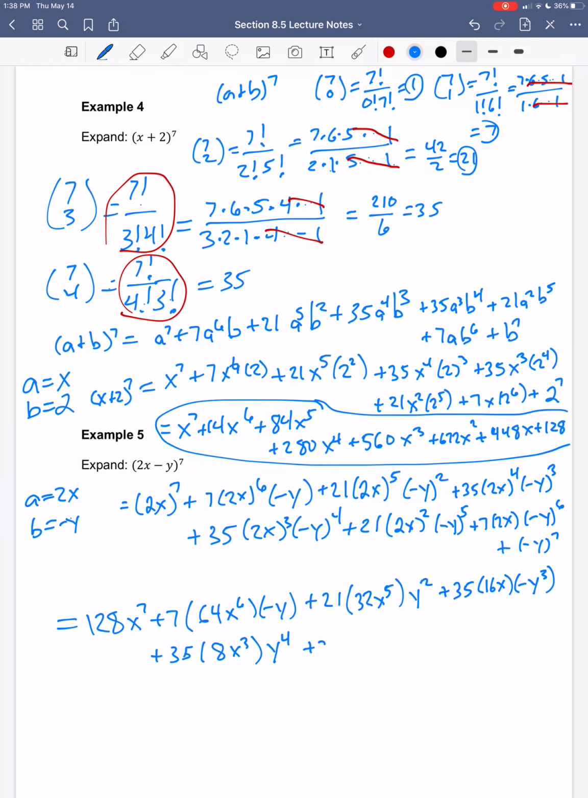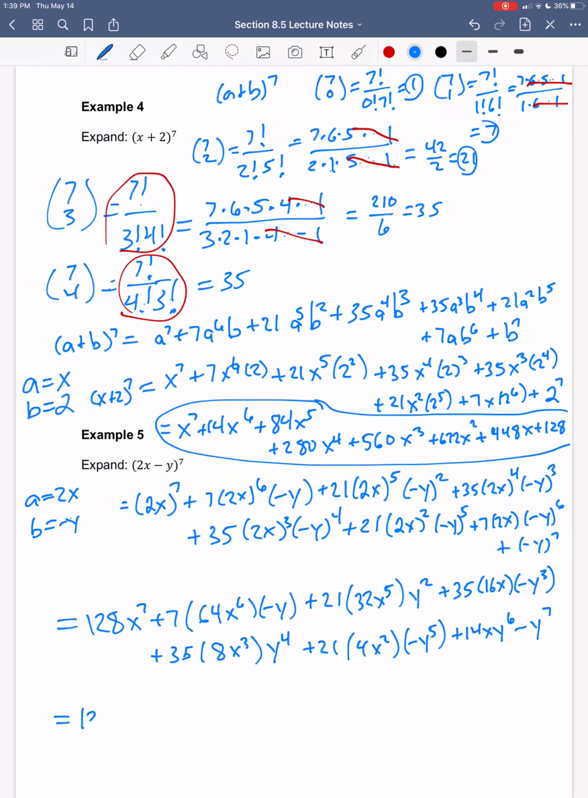Then we get 21. 2 squared is 4. Negative y to the 5th stays negative. Then we get plus 7 times 2x is just 14x. And then negative y to the 6th goes positive. And then negative y to the 7th stays negative.